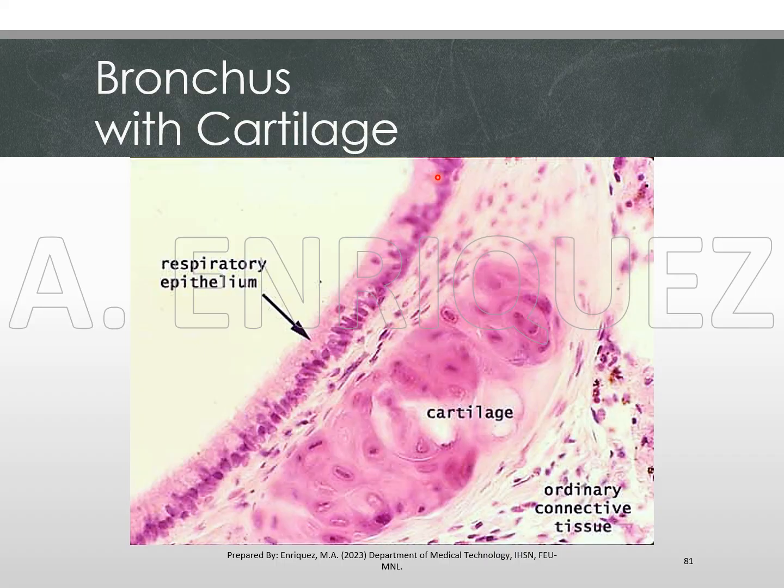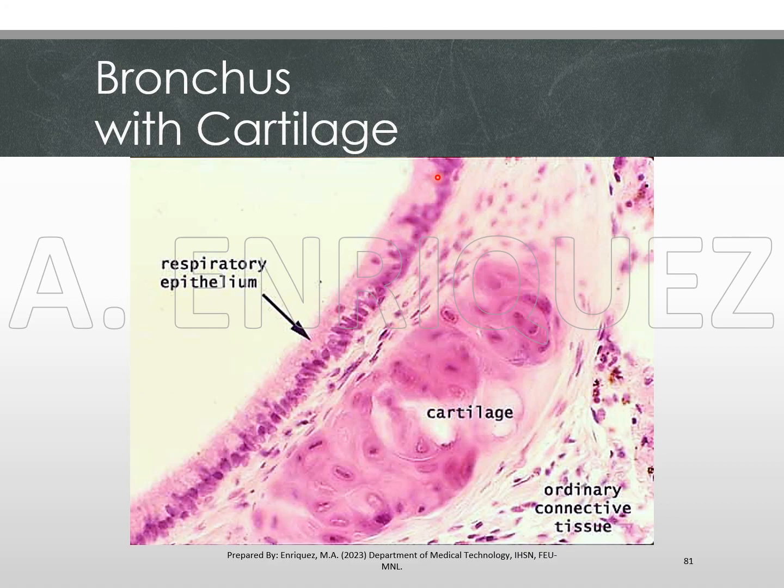Medyo nakakaya kasi paulit-ulit ko na pong sinasabi ano ang composition ng respiratory epithelium. It's pseudostratified ciliated columnar epithelium. Isa pa, ulitin natin, pseudostratified ciliated columnar epithelium. Pag yan talaga nakalimutan nyo pa ha.